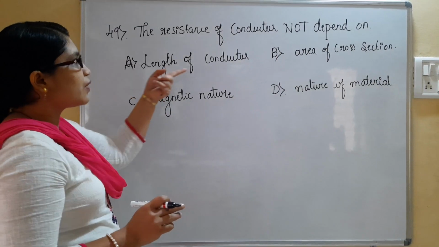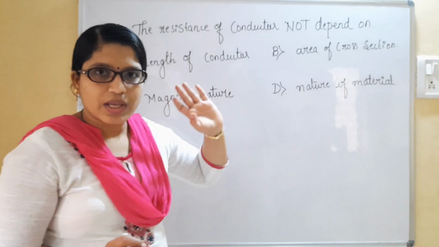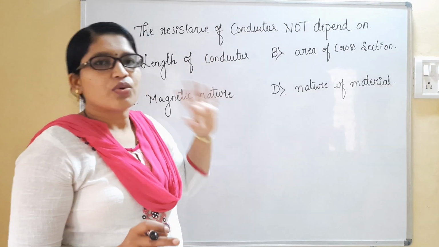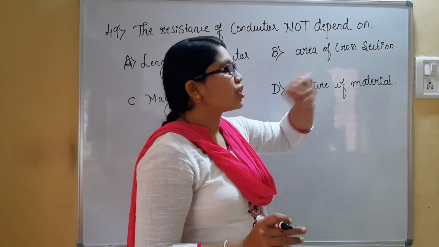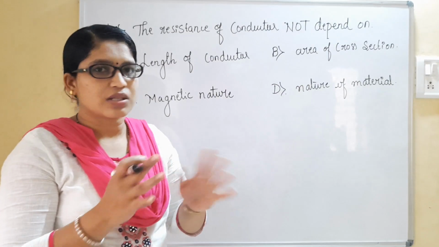So first one, length of the conductor. Definitely, if the length of the conductor is varied, resistance also varies. They are interlinked to each other. They are directly related to each other. Then area of the cross section, if we are increasing it, conductance as well as resistance varies.